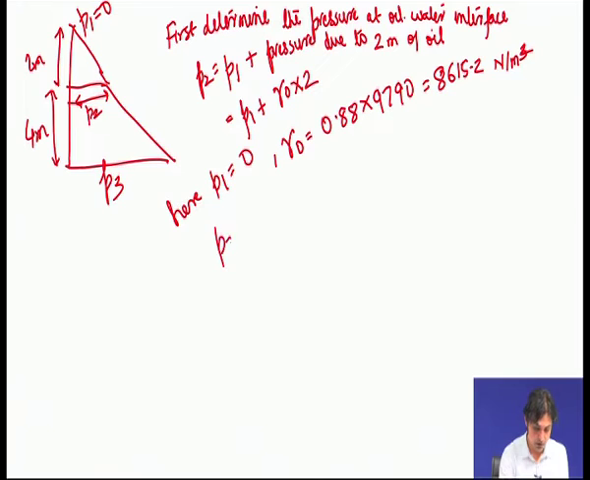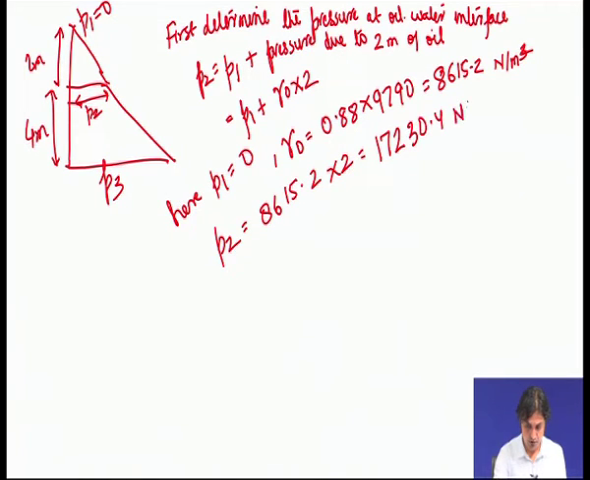So P2 can be written as 8615.2 into 2, that gives us 17230.4 Newton per meter square. So you don't have to be very specific about 9790, you can also assume 9.8, so 9800. It's just what I have assumed, okay? So that is the first step.